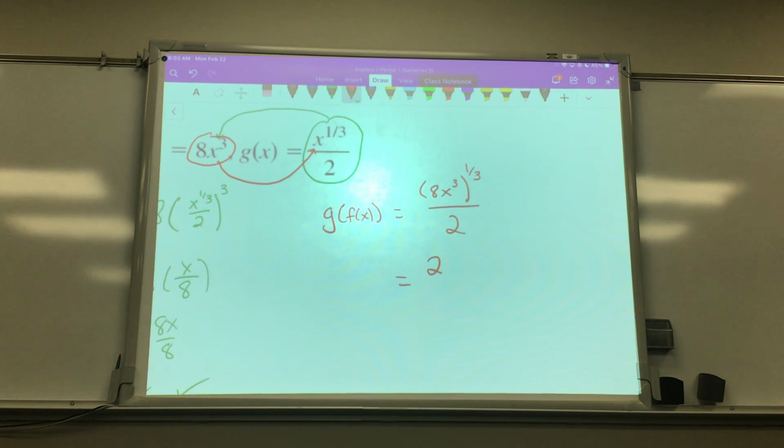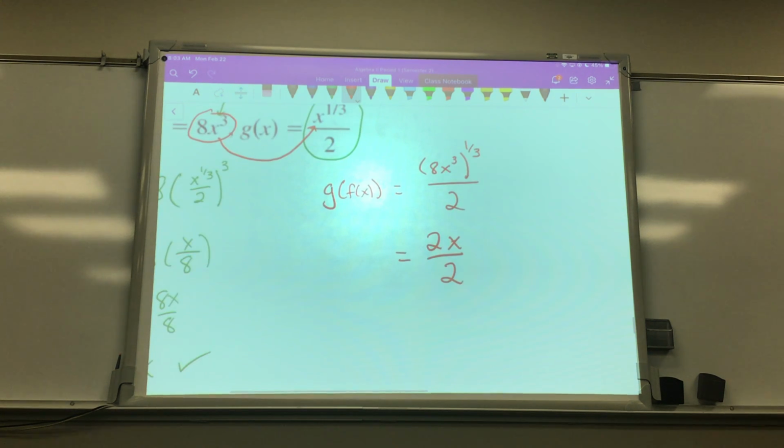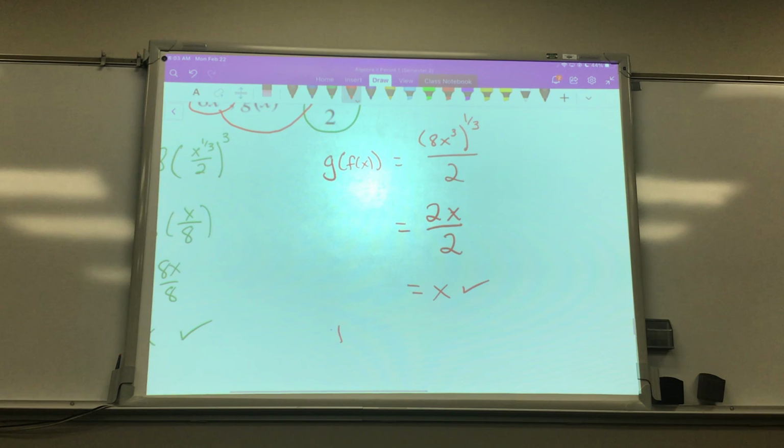x to the 3rd to the 1/3. 3 times 1/3, we just get 1, right? Didn't do anything to the denominator. So 2x over 2 equals x. So since we compose both ways and they both equal x, they are inverses.